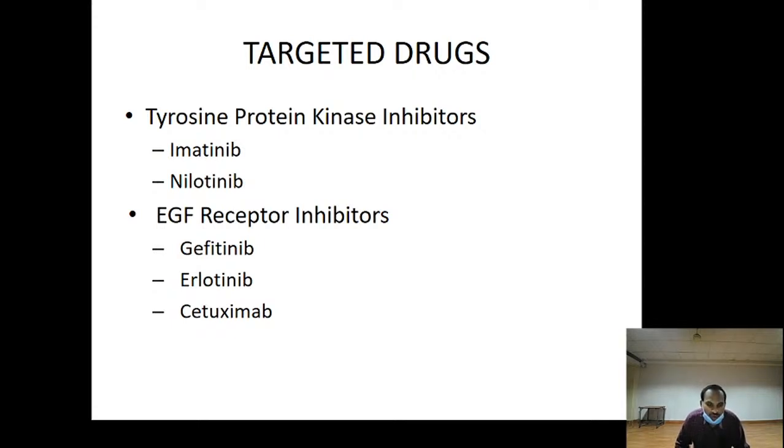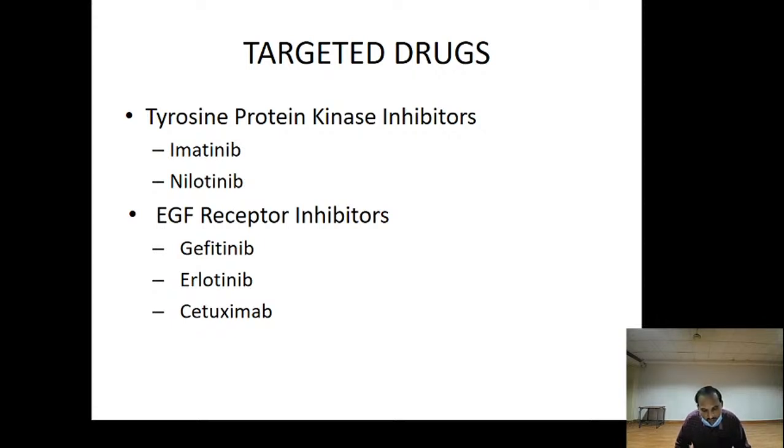But over a period of time, what happens is the malignant cells become intelligent and they will change the structure of the tyrosine protein kinase, and it no longer will bind to imatinib. Then you can use nilotinib. So imatinib resistant malignant cells will still be able to respond to nilotinib. So that is the advantage of nilotinib. Nilotinib is also a tyrosine protein kinase inhibitor, but it can bind to the tyrosine protein kinase which is altered in structure and which is formed in response to imatinib exposure by the malignant cells.